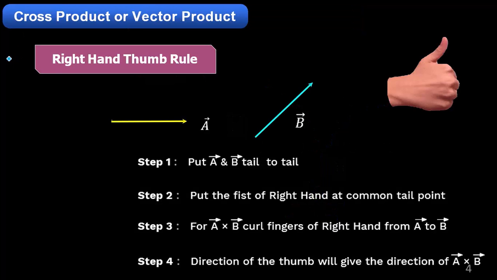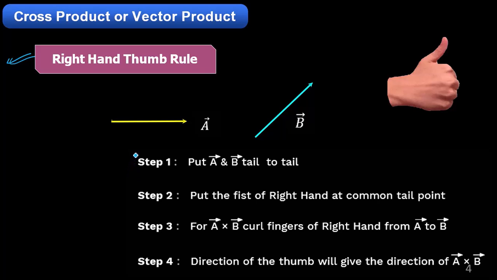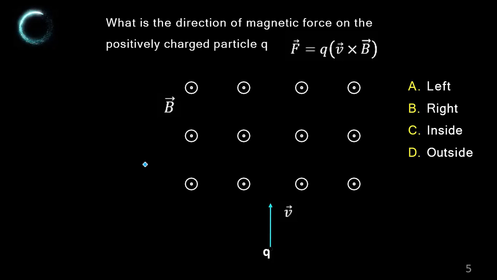Okay. So this is a thumb rule that you should follow to calculate the direction of the cross product. So cross product direction is important. Now let us say there is a charged particle. I project the charged particle in the upward direction, and I want to calculate the direction of the force being applied on a positively charged particle.